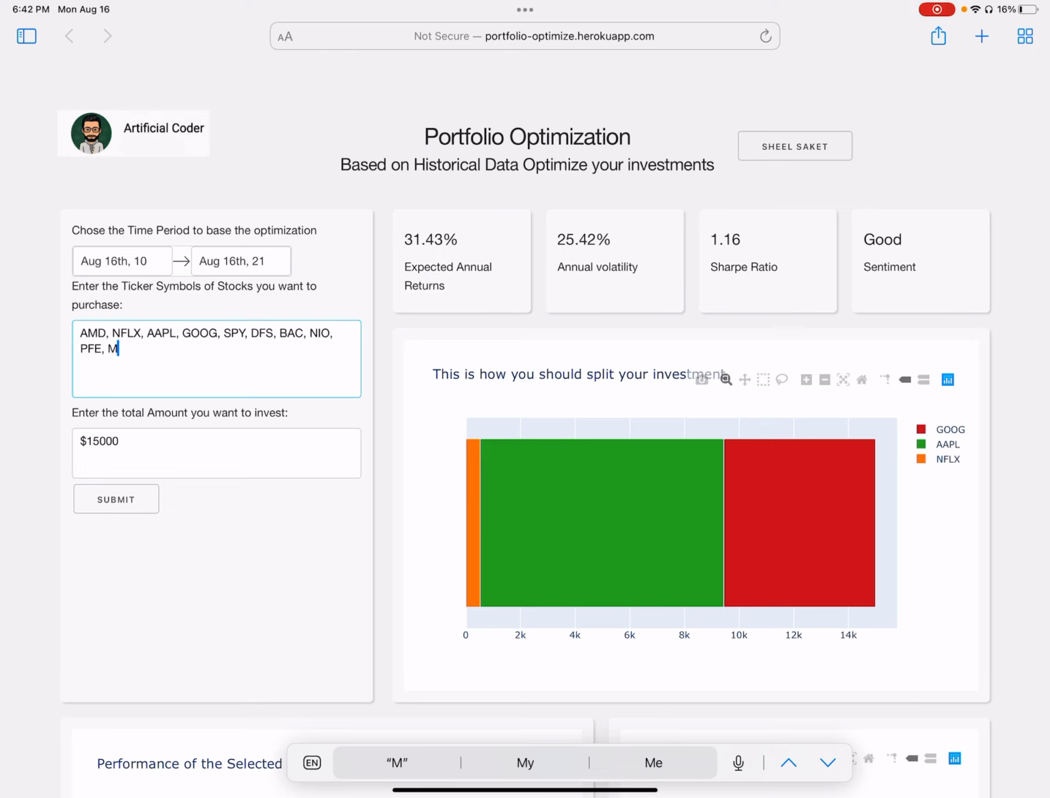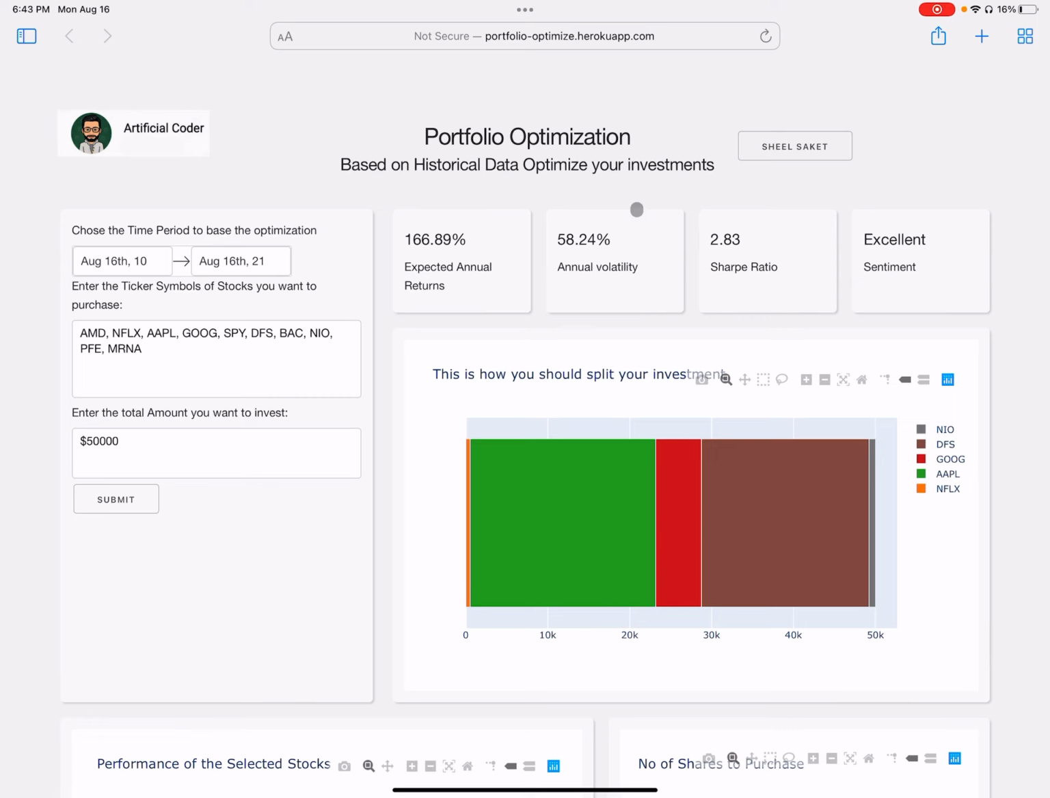you can just throw in as many as you want, and then let's say if you have around $50,000, and you just have to click on submit. It takes some time to refresh, and it's doing the calculation in the backend. And once the calculation is done, yeah, see, it has been updated.